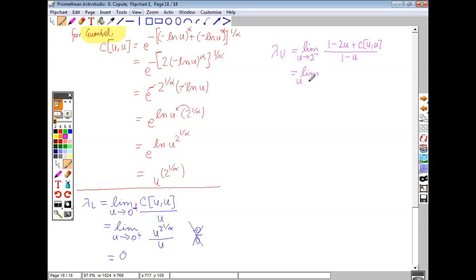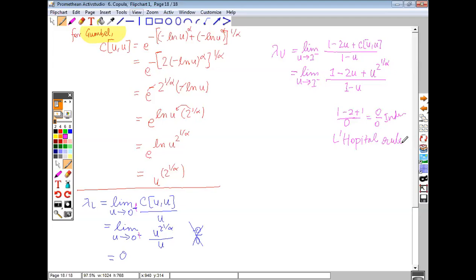Let's just substitute the copula first. So we are looking at 1 minus 2u plus, and instead of copula, I'm just going to write this thing here. Plus u raised to 2 raised to 1 upon alpha upon 1 minus u. And now again, if you try to substitute in 1 here, you get a 0 in the denominator because 1 minus 1 is 0. And if you try to do the same thing here, you get a 1 minus 2 plus 1 because 1 raised to anything is going to be 1, irrespective of whatever value your alpha takes. So this is again something like 0 upon 0, and this is indeterminate.